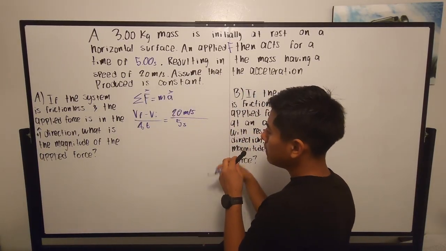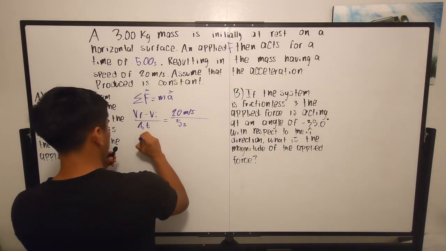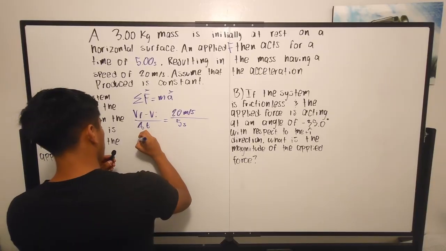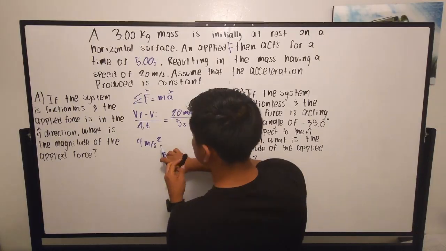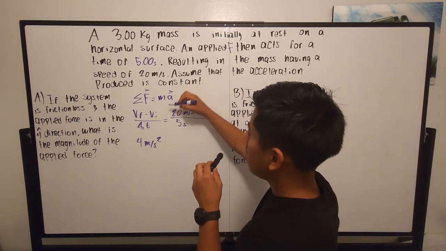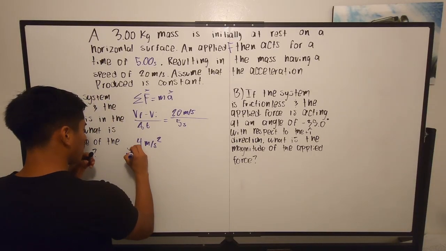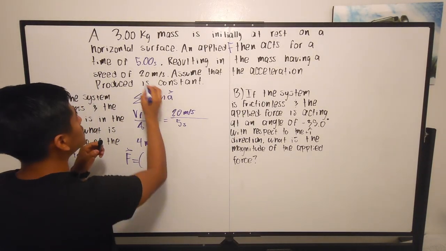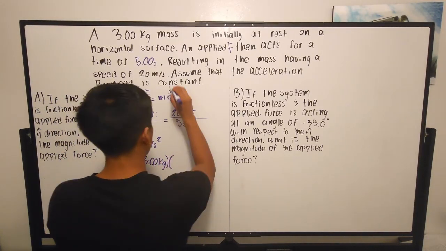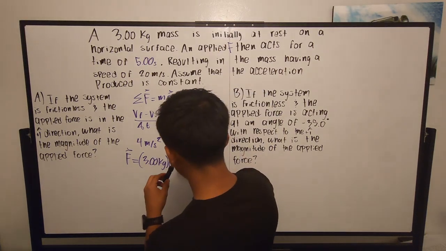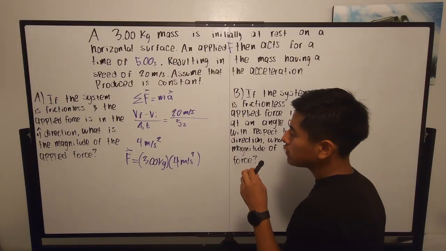Now we just divide. So 20 divided by 5 is going to be 4, and that is meters per second squared. That is the acceleration. So now we can plug this into here and get the force. So the force then is equal to the mass, which is 3 kilograms, multiplied by the acceleration that we just found, which is 4 meters per second squared.